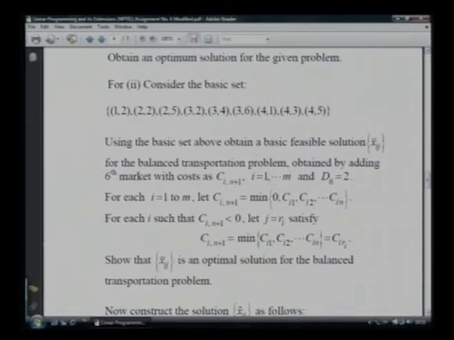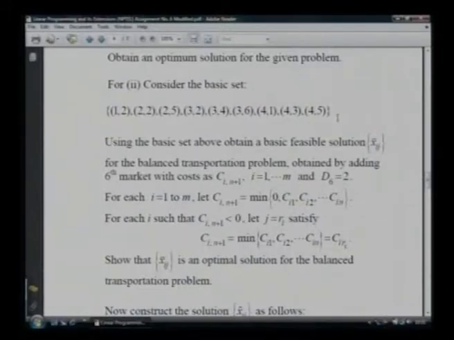So the difference between sigma Si and sigma Dj, that is 2. So make that difference equal to 2, and so the demand D6 will be 2, right? And then I am telling you how to obtain the Ci n plus 1 here, right? And the formulae are given to you. So you have to take the minimum of, so this formula you can go through. So once you have these costs given to you, now with this cost you have a balanced transportation problem.